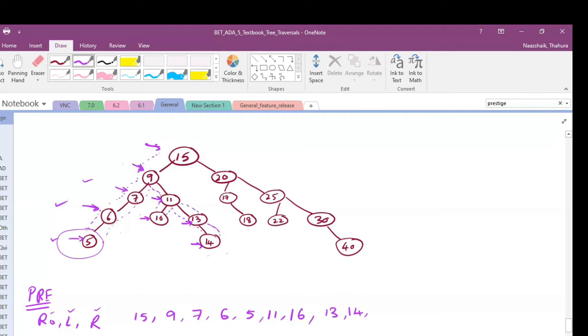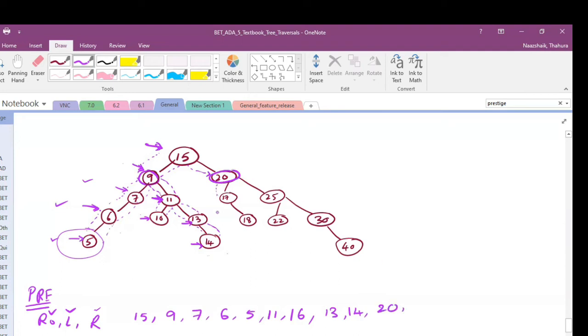Here also, if you see, root was done, complete left is done, complete right is done. So I go back. Here also, root was done. I already visited this. Complete left is done, complete right is done. I go back. Here what happened? Root is done, complete left is done. Now I have to do the right side. So now I visit here. So visit the root.